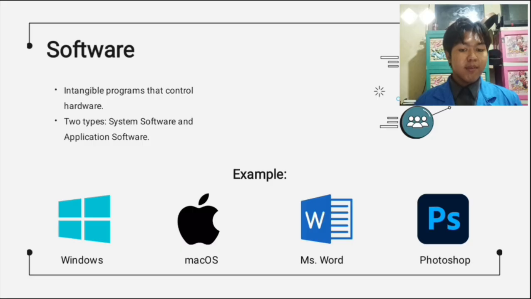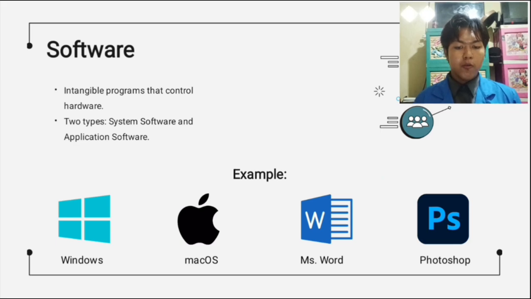The first is system software, which controls and manages the overall operation of the computer. Examples include Windows, Mac OS, or Linux. The second type is application software, which allows users to perform specific activities, for example, writing a document in Microsoft Word or editing images in Photoshop. In short, software gives purpose and direction to the hardware.